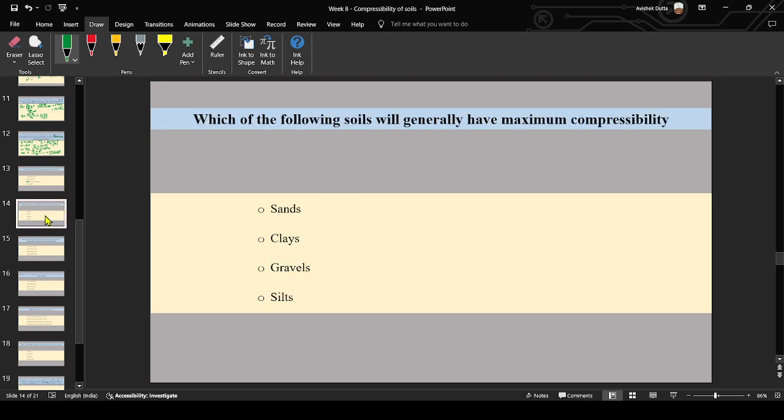Next question, which of the following soils generally have maximum compressibility? Yes, the answer is clays, because clays are very easy to compress in the first place. The compressibility is high in clay because of low particle size, high cohesion, and greater deformability. Also clay has high activity, because of which it can hold water a longer period of time than in coarse grained soils. So clay has the maximum compressibility.